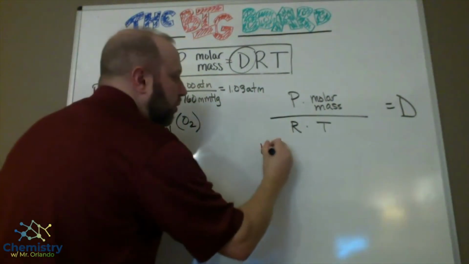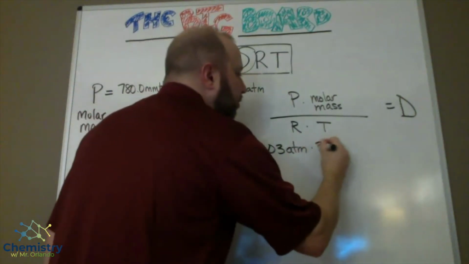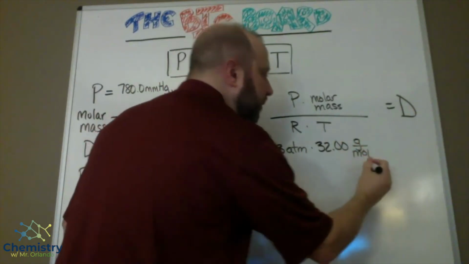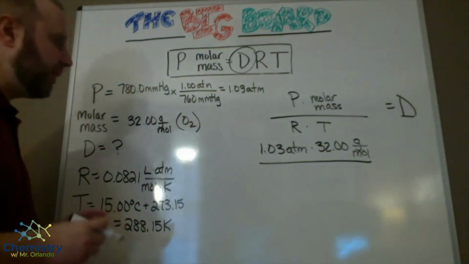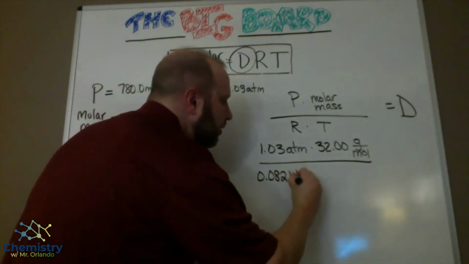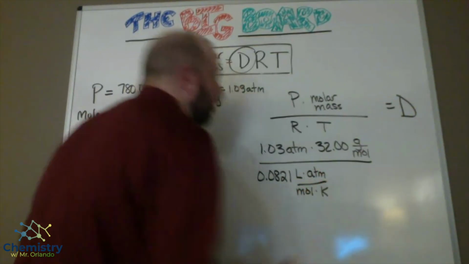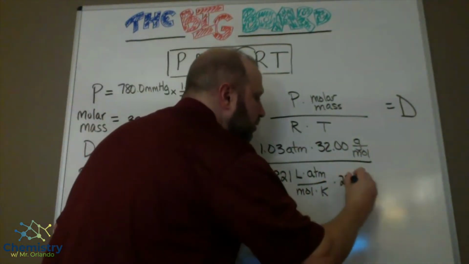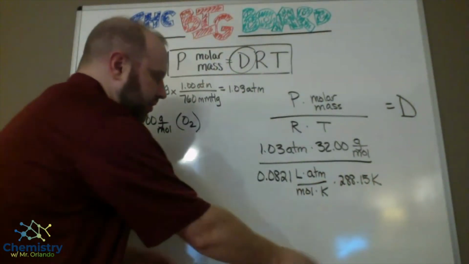So my pressure, 1.03 atm. My molar mass, 32.00 grams per mole. Please make sure that you're including units throughout the problem. I see some of you submitting homework assignments without units. That's making me sad. 0.0821 liter atm over mole Kelvin. And then finally our temperature, 288.15 Kelvin.